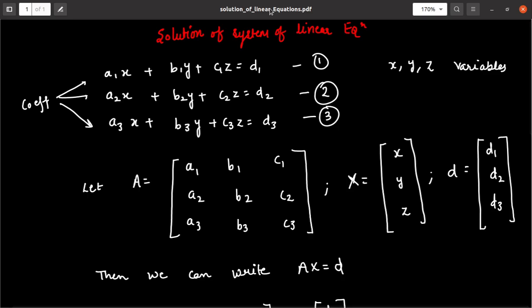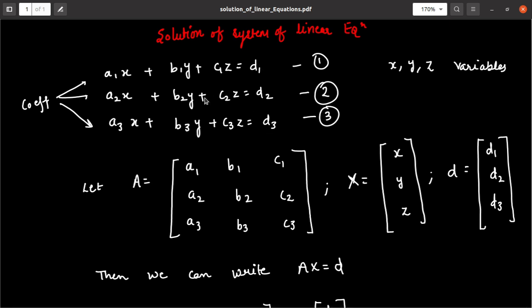To solve a system of linear equations in MATLAB, let's first look at these three generalized linear equations. The first equation is a1x plus b1y plus c1z equals d1, where a1, b1 and c1 are the coefficients and x, y and z are the variables. Similarly, in the second equation you have a2x plus b2y plus c2z equals d2, and in the third equation we have a3x plus b3y plus c3z equals d3. So these a, b and c are the coefficients of the variables x, y and z. On the right hand side of these equations we have d1, d2 and d3, which are some constant values.